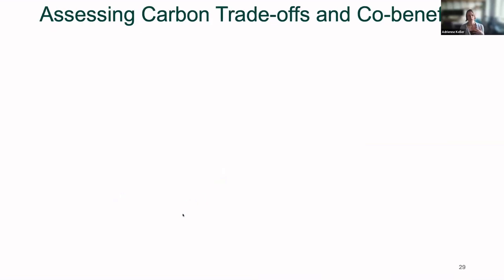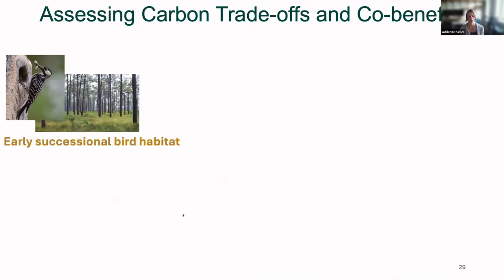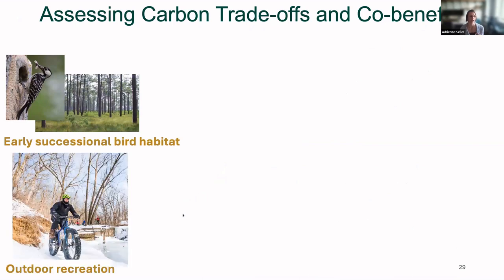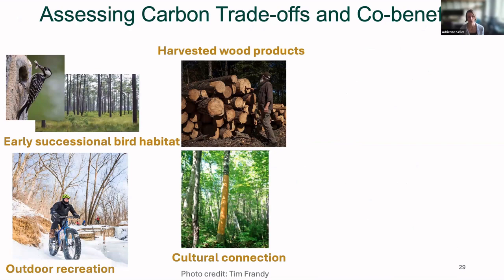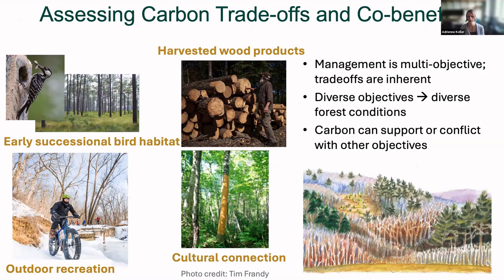In that same light, we're often thinking about carbon management as one of many management goals and objectives on our sites. We may be interested in early successional bird habitat, outdoor recreation, harvested wood products, cultural connection. So it's important to recognize that management is multi-objective, and therefore trade-offs are inherent. Considering our diverse objectives, trying to manage for diverse forest conditions or diverse ecosystem conditions can be quite beneficial, where certain patches of land you might prioritize for certain goals and objectives, and other parcels of land you might prioritize for other goals and objectives.